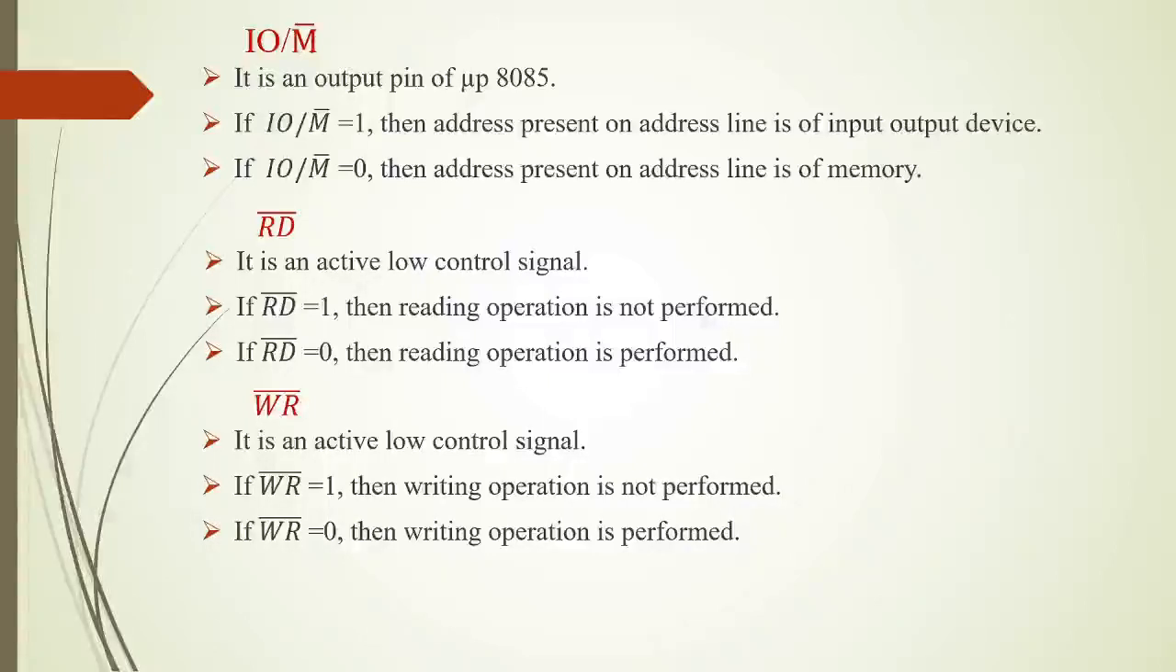There are two important operations which 8085 performs. That is reading data either from the input device or from the memory, or writing data either to a memory or to an input output device. So when RD bar equals 0, that is the active low value, then the reading operation is performed, because there is a bar above RD. Similarly, there is a bar above WR. So these three control signals are required to perform the reading and writing operation with the external peripherals.